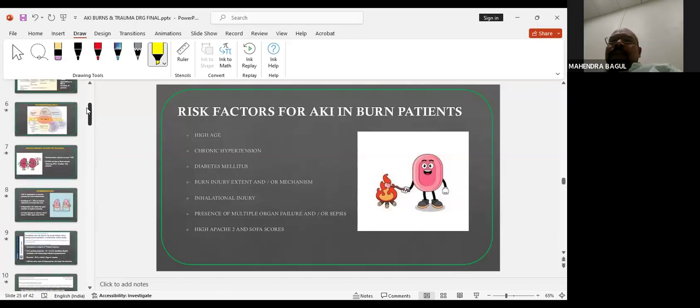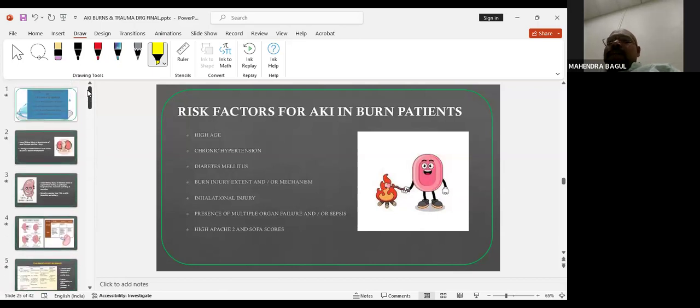You have to understand that if the reserve is less, the hydration and sepsis control, everything has to be done in a proper way. If the patient is very young and the kidney has a good reserve, then the chances of recovery are also more with resuscitation and sepsis control.